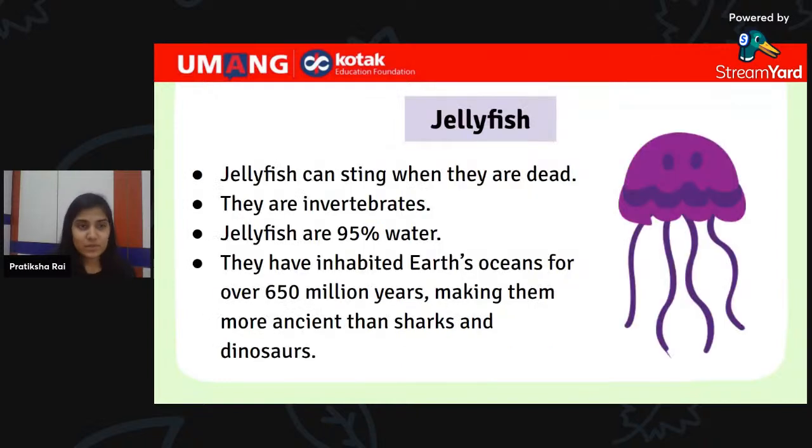Let's see what it means. Okay. Jellyfish can sting when they are dead. Isn't that dangerous? They are invertebrates and are made up of 90% of water. They have inhabited Earth's oceans for over 650 million years. Think about it, which makes them more ancient than sharks and dinosaurs.